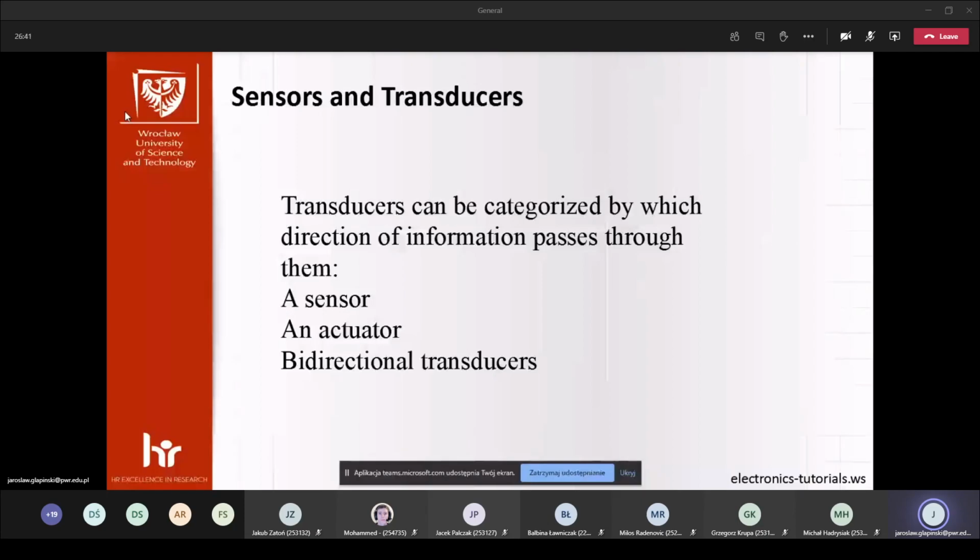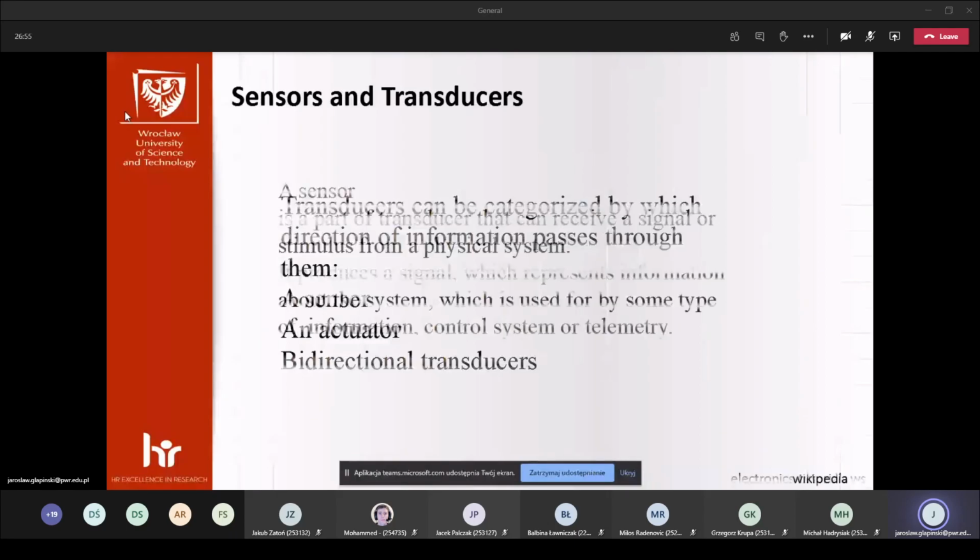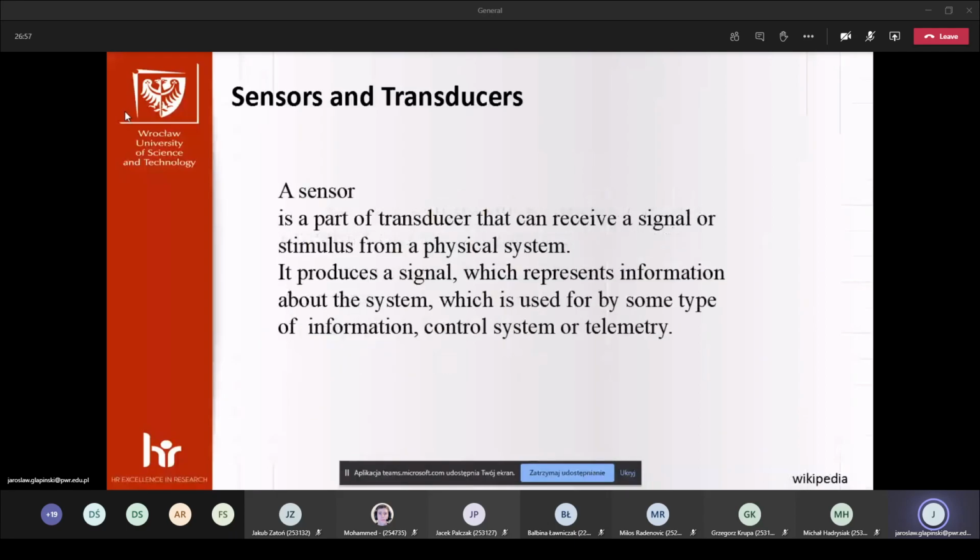Or, of course, we've got some bidirectional transducers, which means that we've got the same situation as an input and an output. So a sensor is the part of the transducer, again, that can detect a stimulus from the physical or chemical system. So we can measure temperature, distance, some chemical changes, or an amount of weight or something like that.